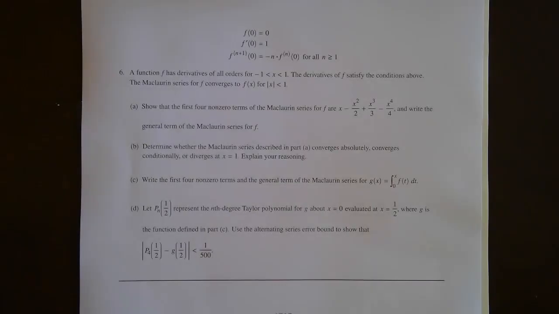For part B, we want to determine whether the Maclaurin series described in part A converges absolutely, converges conditionally, or diverges at x equals 1. And then we'll have to explain our reasoning. Okay? All right, so let's go ahead and do that.